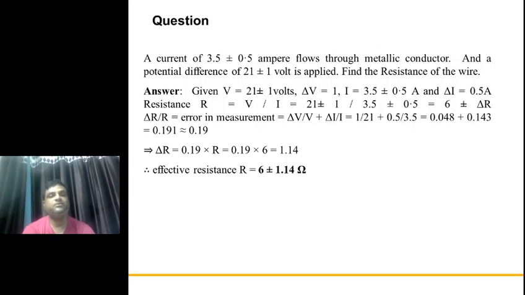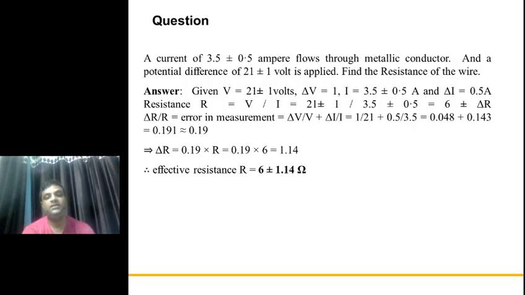So the resistance is equal to V upon I, that is 21 plus minus 1 divided by 3.5 plus minus 0.5, which is equal to 6 plus minus delta R. So the delta R upon R, the error in the measurement, is equal to delta V upon V plus delta I upon I. So 1 upon 21 plus 0.5 upon 3.5. We solve it, it becomes 0.19.